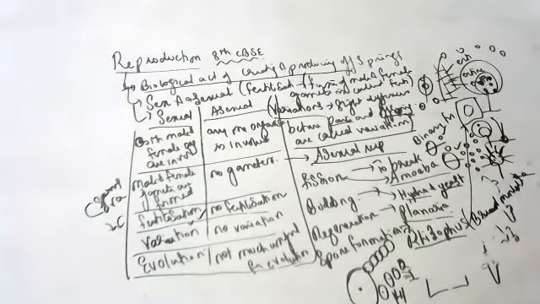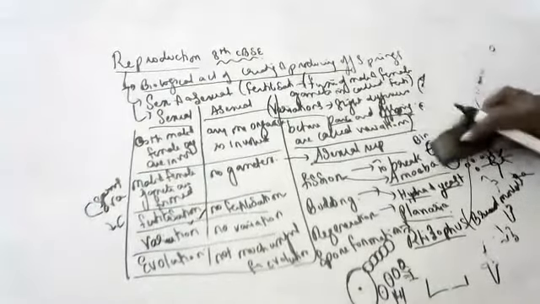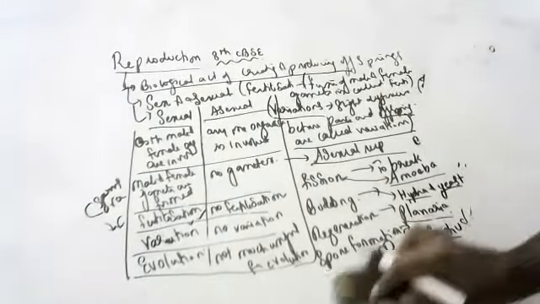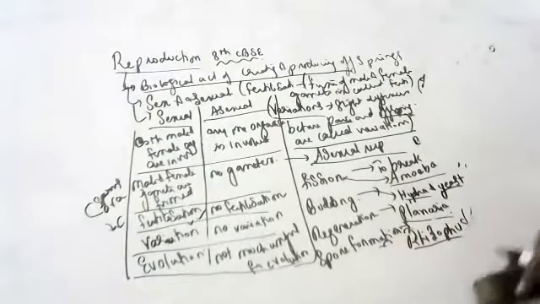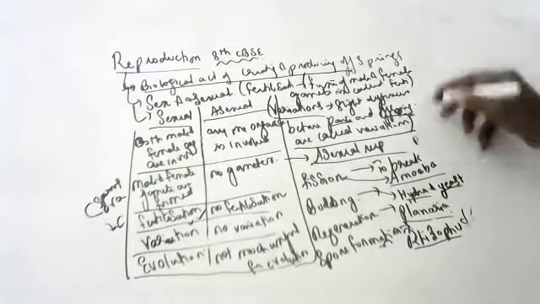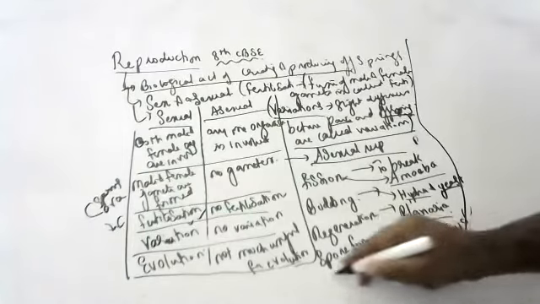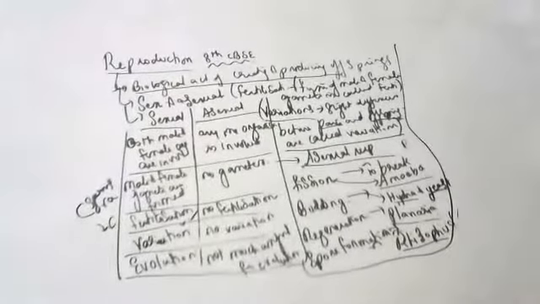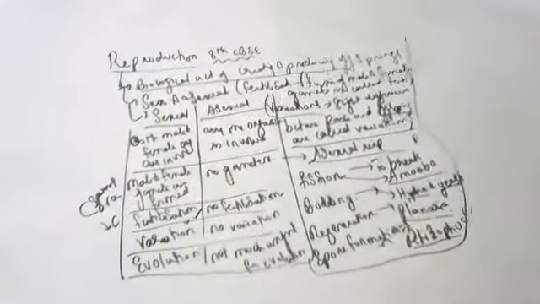So, what are the different methods of asexual reproduction we saw? Can anyone name them? Fission, budding, regeneration, spore formation.